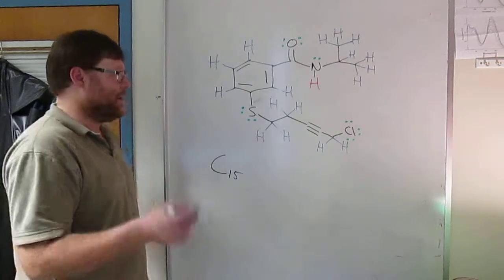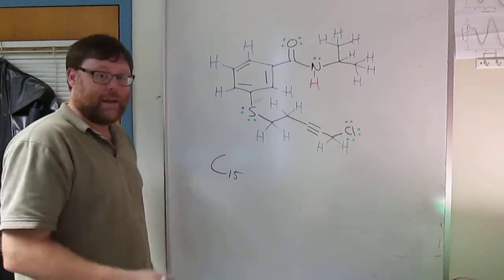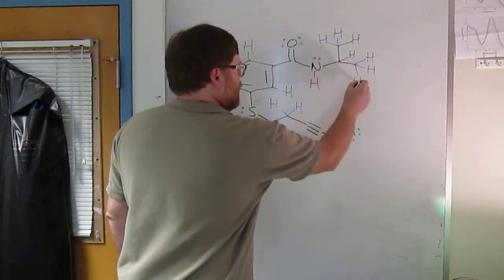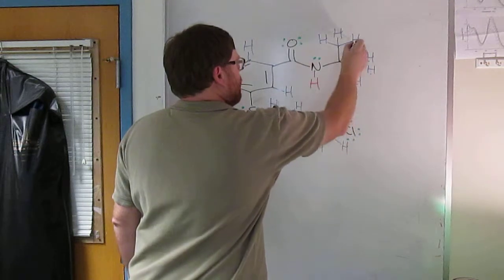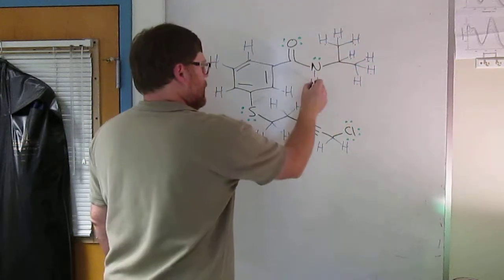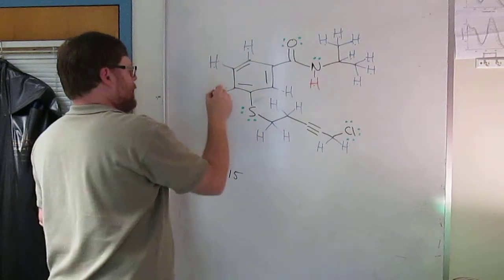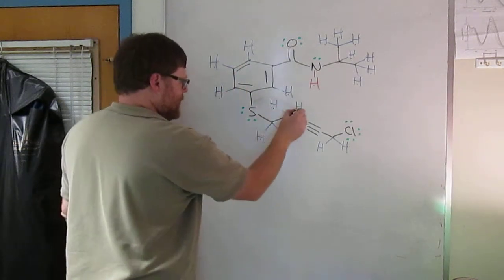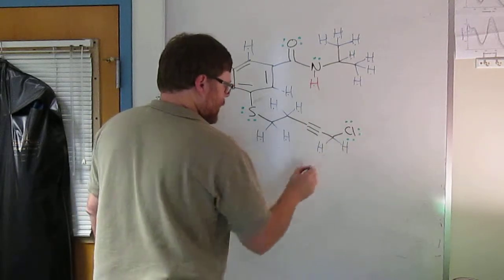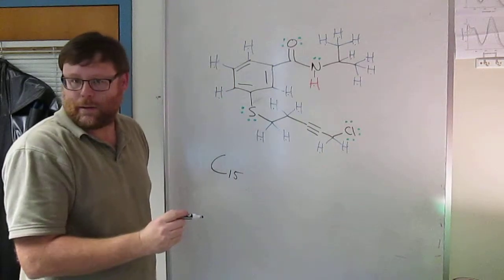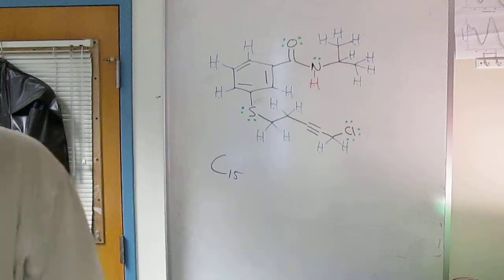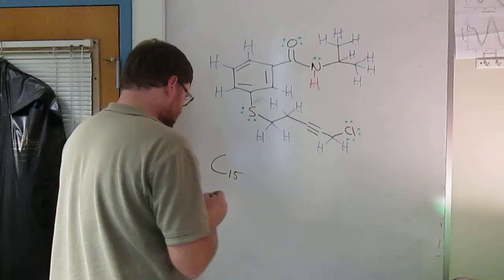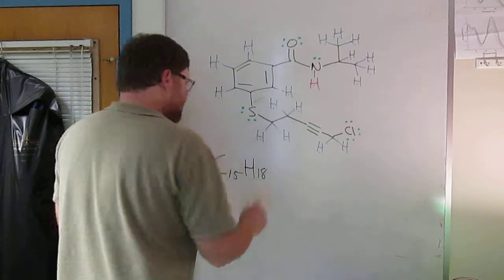This gets a little tricky, and honestly, in one take, I screwed this up really badly. So let's count the hydrogens. 1, 2, 3, 4, 5, 6, 7, 8, 9, 10, 11, 12, 13, 14, 15, 16, 17, 18. There's just a very odd sound in here, sorry. So C15H18.